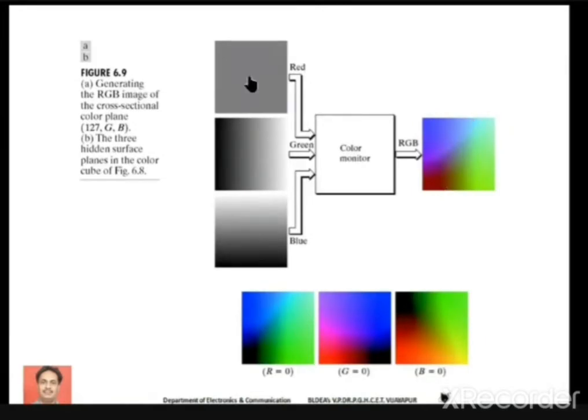So this diagram shows the generation of an RGB image by using the cross-sectional color planes, right? These are the three filters. Here we have the color monitor. The output of the filters are fed to the electron guns of the color monitor, and the output of this color monitor is the RGB image.